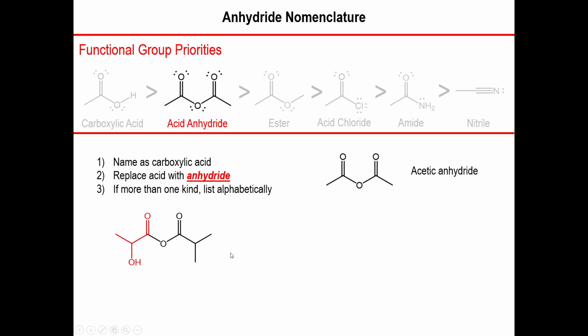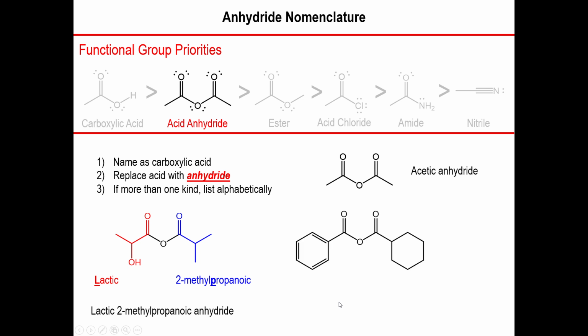So lactic acid will be the first one to be listed because of alphabetical priority. So lactic, then we have the 2-methyl propanoic, right? So lactic, 2-methyl propanoic, and then you end up with the word anhydride. So they're not too bad generally speaking, but you just gotta keep that alphabetical order in mind.